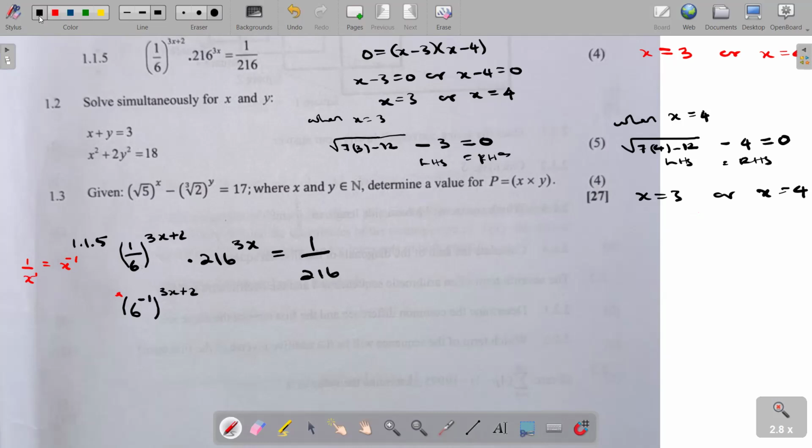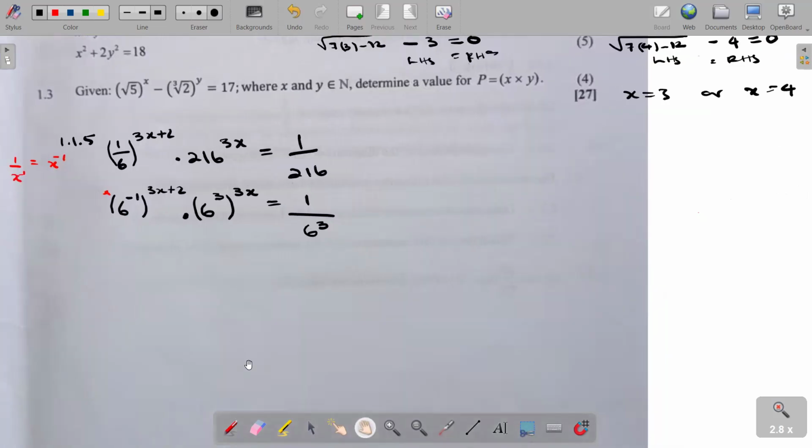Then we are going to go to the next one. It's saying multiplied by 216, which can be written as 6 to the power 3. Then that one is going to be saying to the power 3x, which is equal to 1 over 216, which can be written as 6 to the power 3. Then we simplify this. When you simplify, we are going to be left with here.